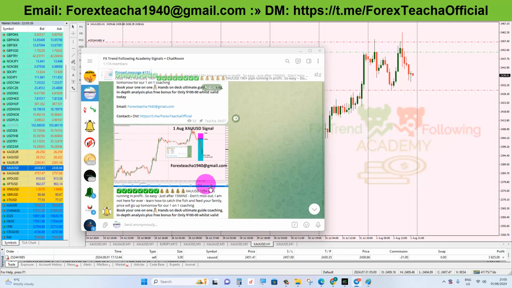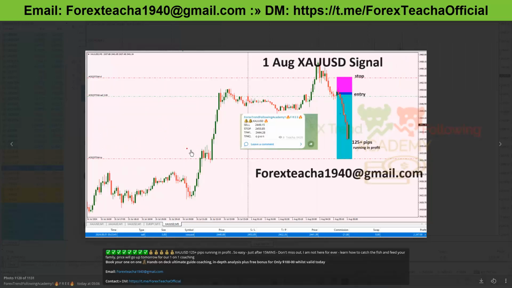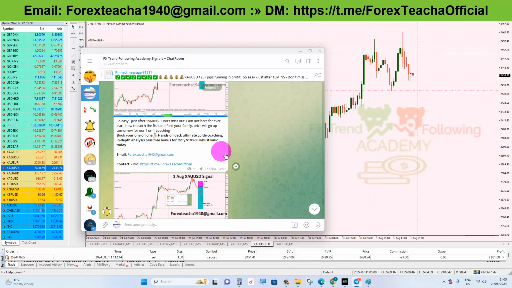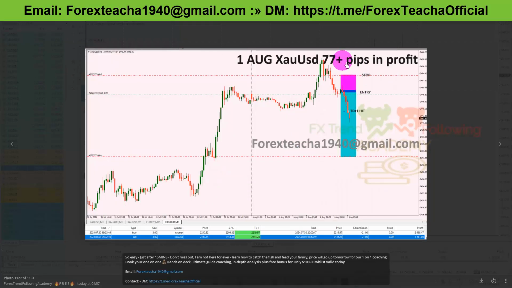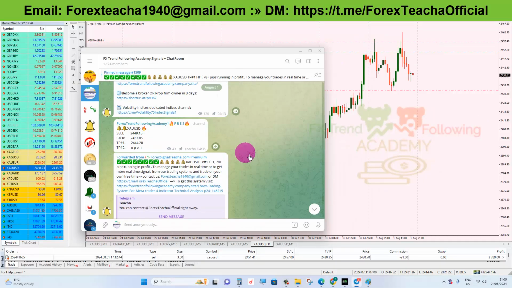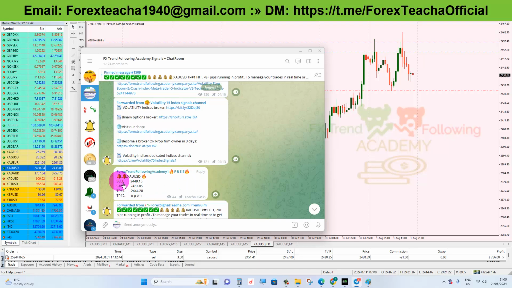So there is no gimmicks here. You can see the signal was also sent on the chart right here. I also took the screenshot. This was when it was running 125 pips in profit, and take profit number one was hit. So if you keep on going back, you can see this was when it was running 77 pips. I don't want to waste time showing you this, because it's just legit anyway. You can see this was a signal. You can also go to your chart and also try to figure out if the signal was sent there.